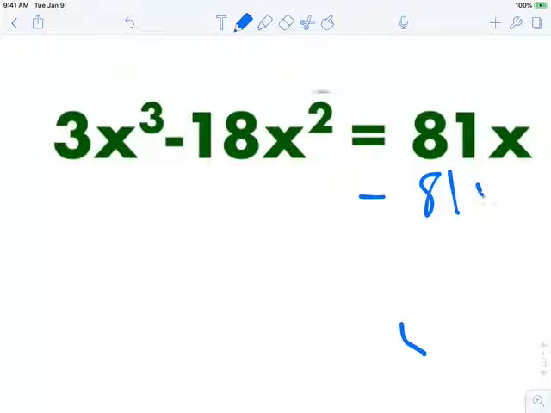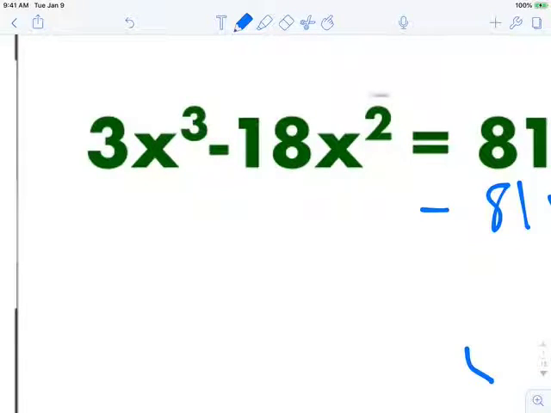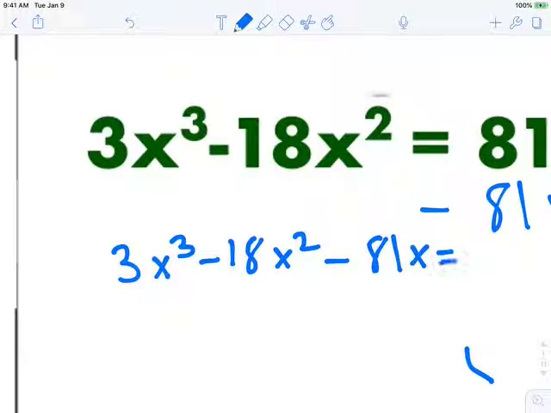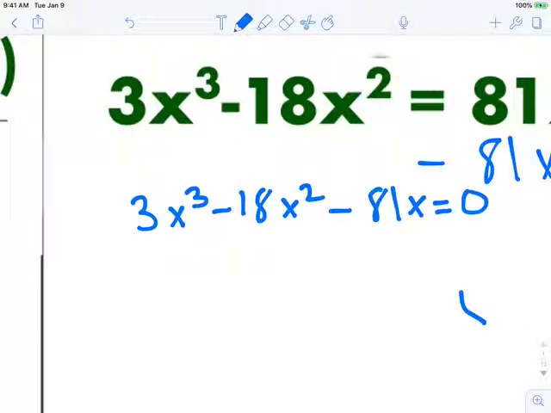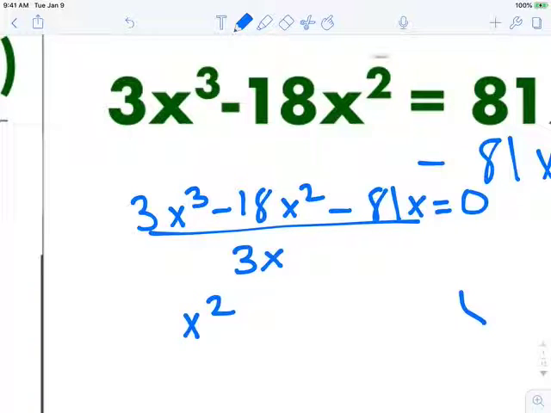Oh, 81. Divided by 3 again. Say it again. What's 81 divided by 3? 81 divided by 3, what's that, 27? 27.